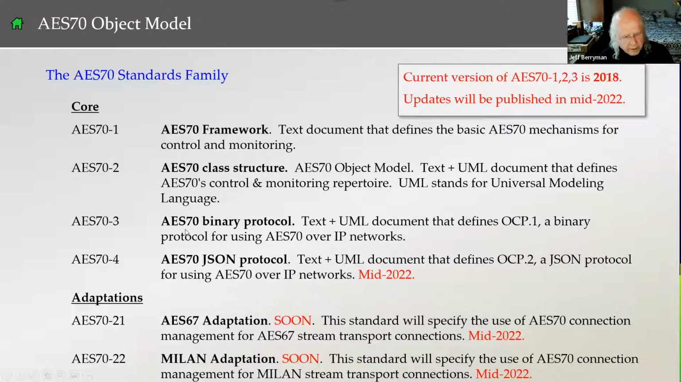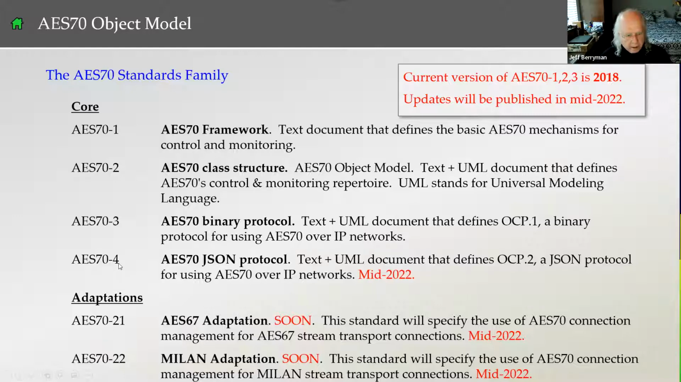And then the document 3, Aes70-3, is what actually goes along the wire. It's a binary protocol. It's a document that defines a protocol called OCP.1. It's a protocol for using Aes70 over IP networks, using the TCP protocol or optionally the UDP protocol. It can have secure and insecure implementations. It can also run over the WebSockets protocol that's used by web browsers to have TCP functionality. So Aes70-3 is not the only protocol that can be used to access Aes70 devices.